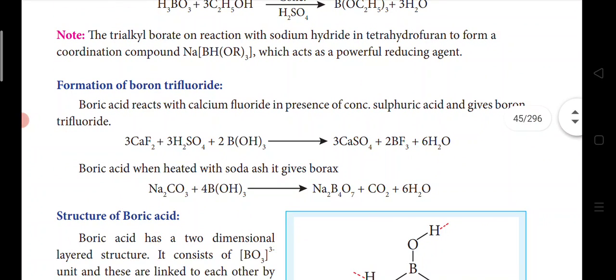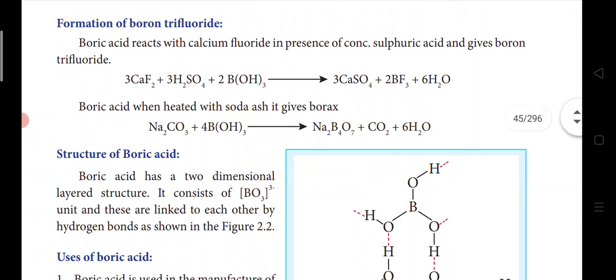Next is the formation of boron trifluoride. Boric acid reacts with calcium fluoride in the presence of concentrated sulfuric acid and gives boron trifluoride, and calcium fluoride reacts with sulfuric acid to give calcium sulfate. So this is how boron trifluoride is formed. That is, you have to react boric acid with sulfuric acid and calcium fluoride to get boron trifluoride.